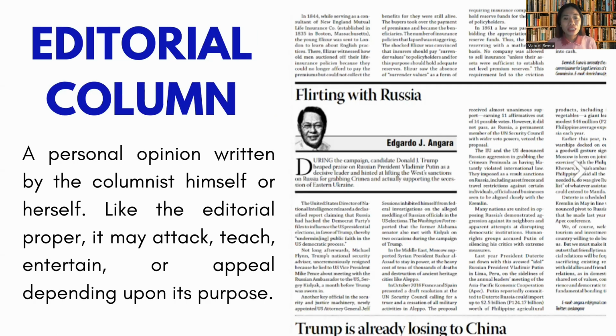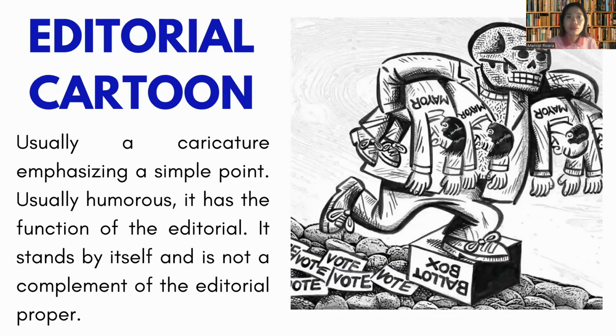Like, for example, this one, Flirting with Russia, by Edgardo J. Angara. This is an example of an editorial column. And the purpose of the writer here could either be to attack, teach, entertain, or appeal, depending upon his or her purpose. So this is just a personal opinion about a specific issue written by a person. And his or her opinion does not represent the entire paper or publication.